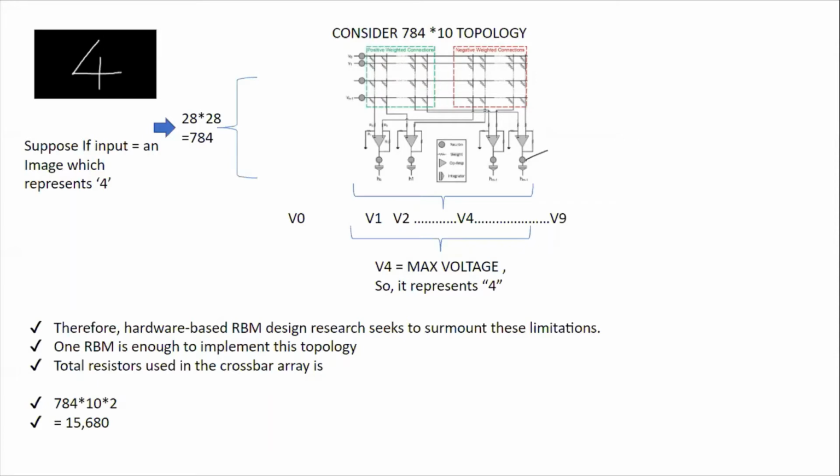Consider a 784 by 10 topology. If we wanted to input an image that represents a 4, we would expect the max voltage to represent a 4 if it was run properly. Therefore, hardware-based RBM design research seeks to surmount certain limitations. One RBM is enough to implement this topology. The total resistors used in the crossbar array was 15,680.